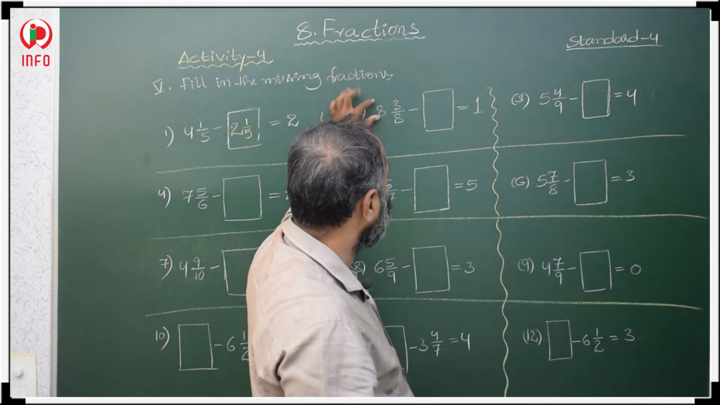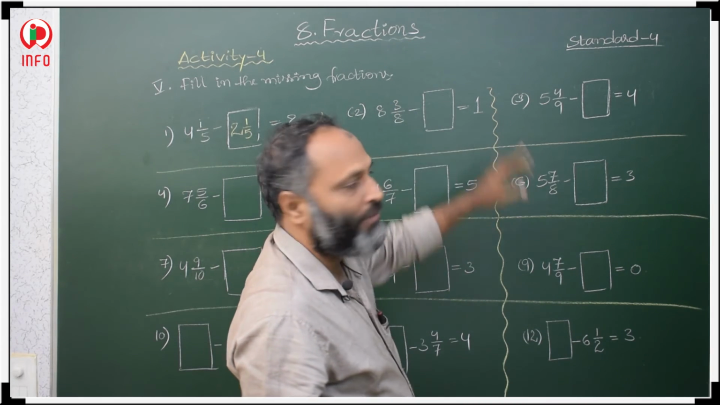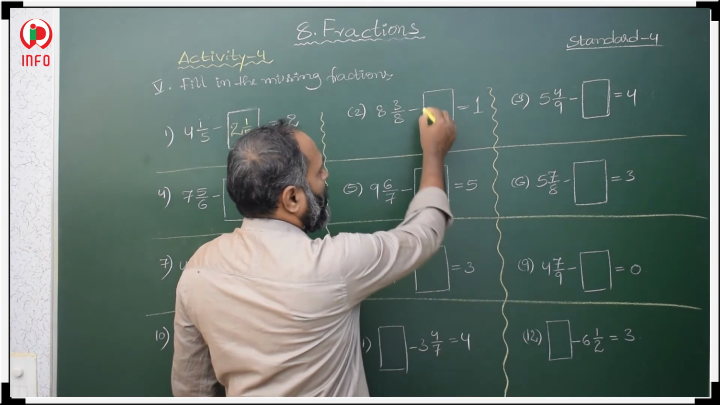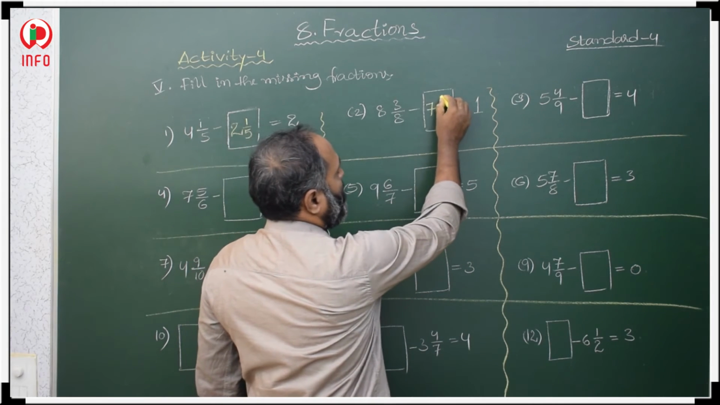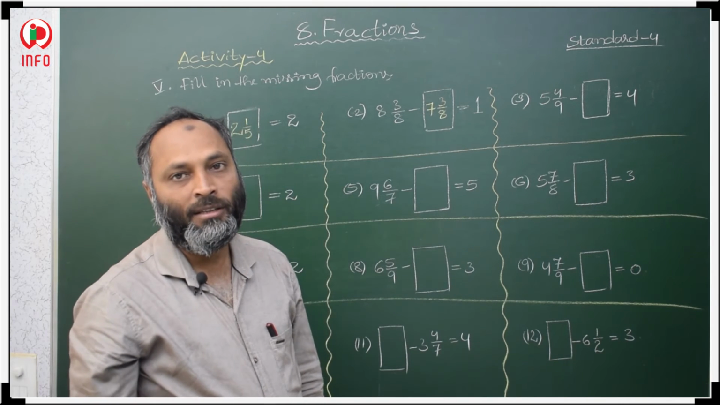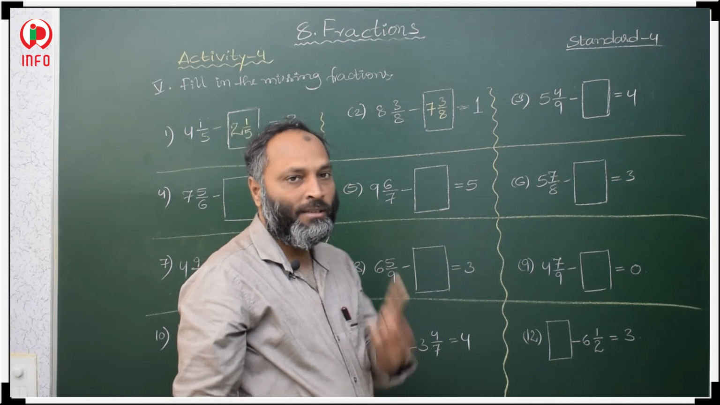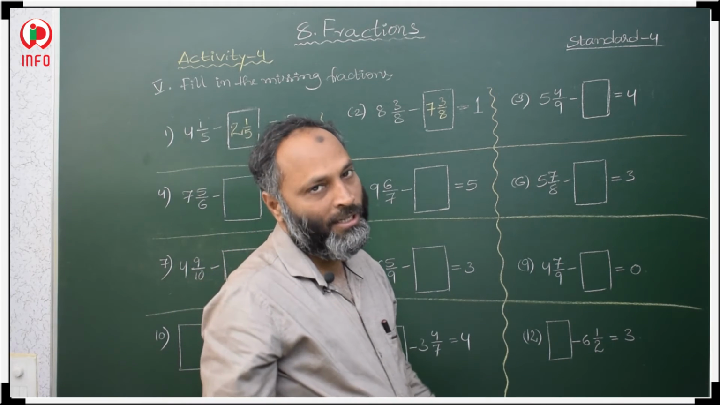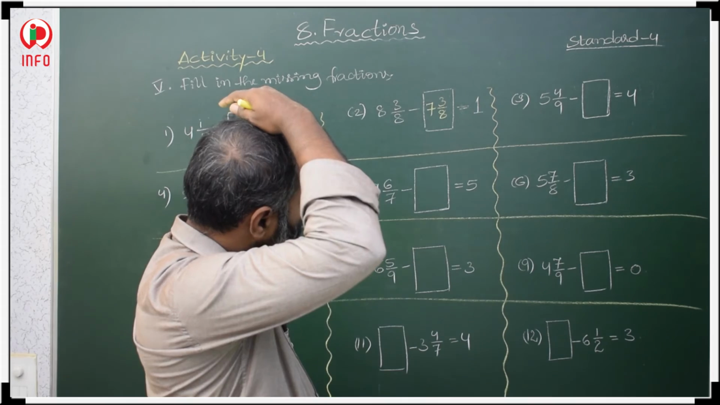Here the first fraction is given and the answer is given. So what is the whole part here? 8 and 1. 8 minus 1 is 7. We have to write that 7 as the whole part, and after that the proper fraction as it is. 7 3 by 8. 8 3 by 8 minus 7 3 by 8 is 1. If you subtract it, you will get the same answer.